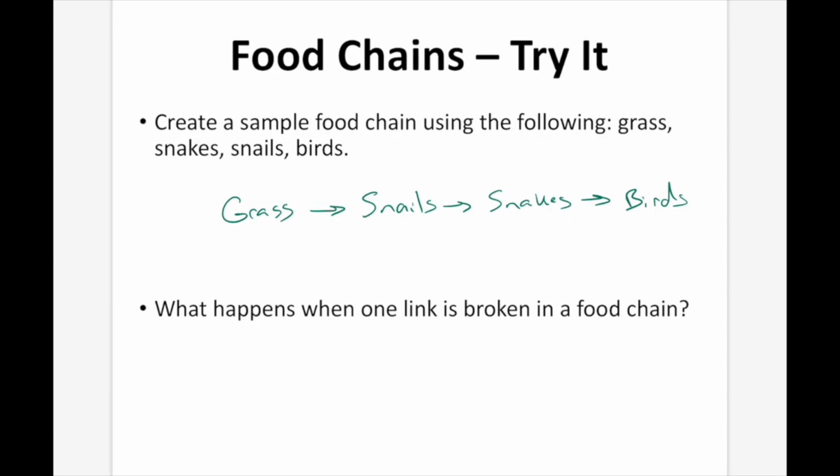Now, what happens when one link is broken in the food chain? Well, let's just say we killed off all the snails. There were no more snails. Well, now there's no more snails to eat the grass, so the grass population goes up. However, there's no food for the snakes, so the snake population goes down. As a result, the bird population goes down because there's nothing for the birds to eat. So you can see how one break in the food chain significantly affects everything else in that same food chain.